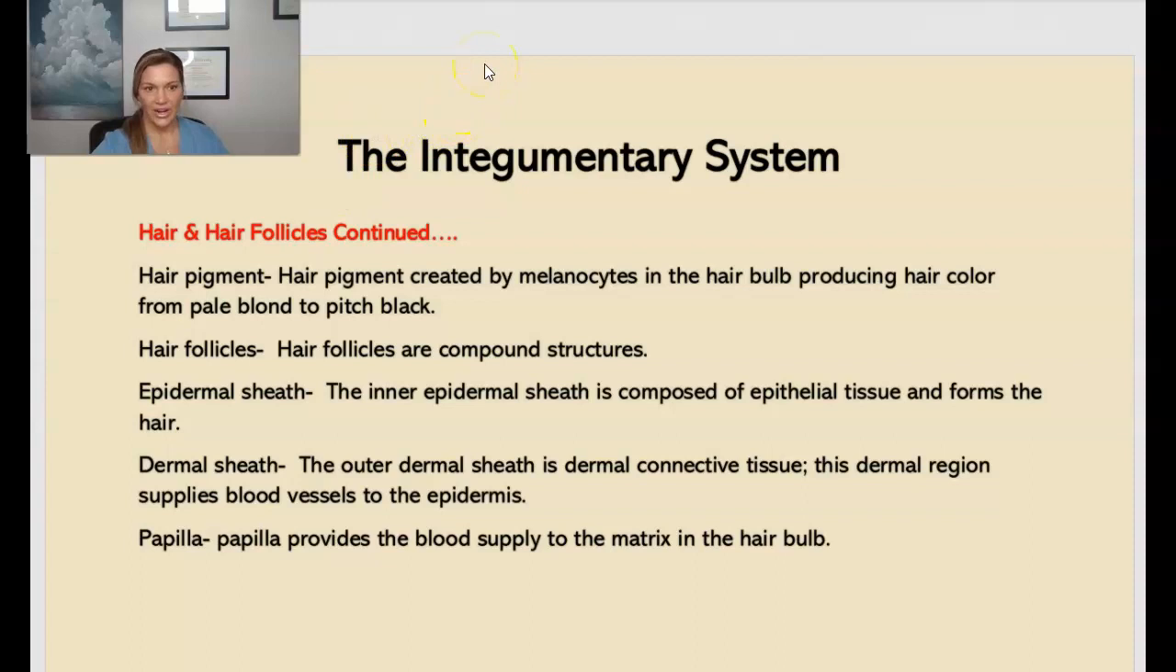Continuing on with our hair and hair follicles. Hair pigment is created by melanocytes in the hair bulb that help to produce hair color from pale blonde to pitch black. Our hair follicles are compound structures. The inner epidermal sheath is composed of epithelial tissue and forms the hair. We have the outer dermal sheath, which is dermal connective tissue, and this dermal region helps to supply blood to the epidermis. And then there's the papilla, which helps to provide the blood supply to the matrix of the hair bulb.